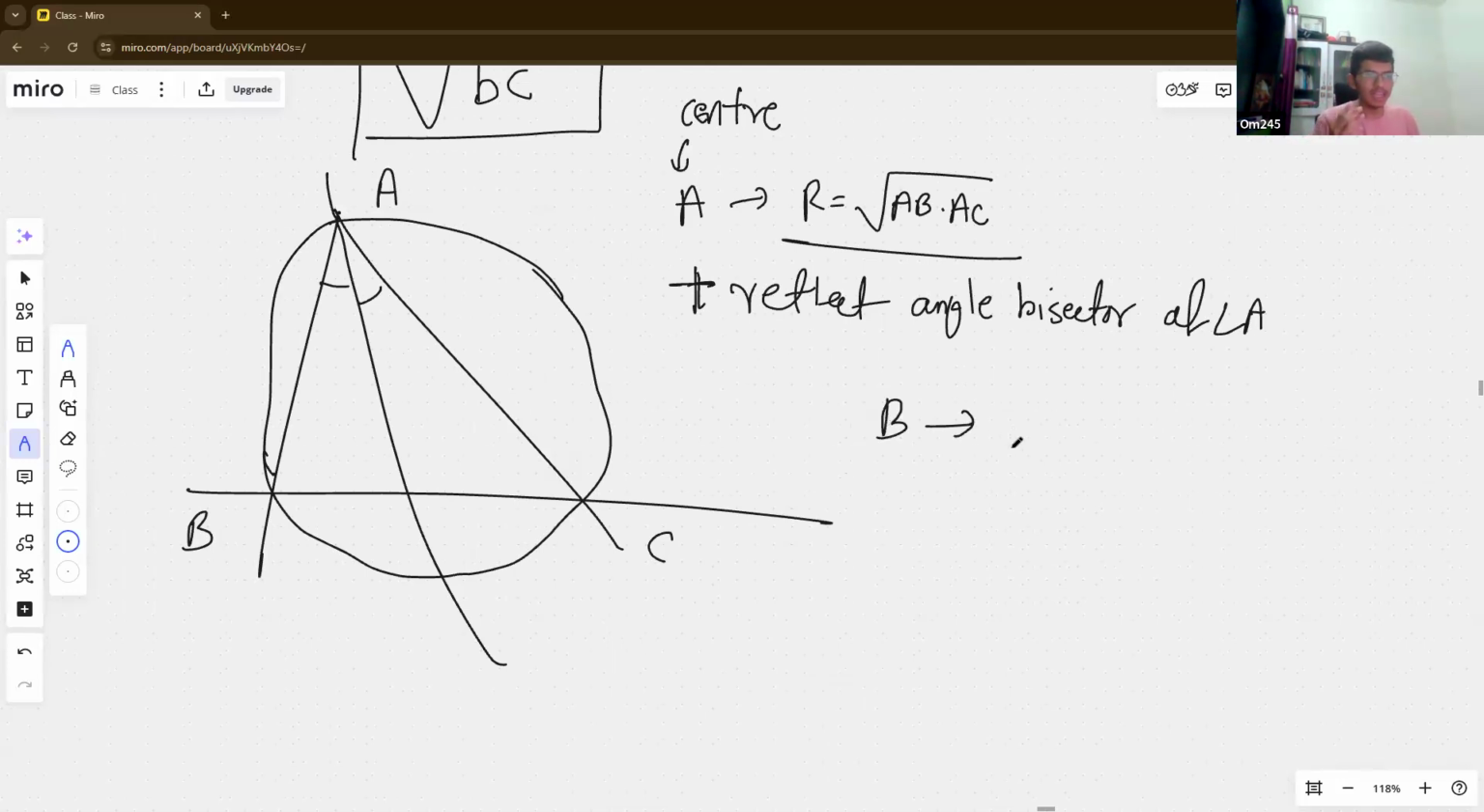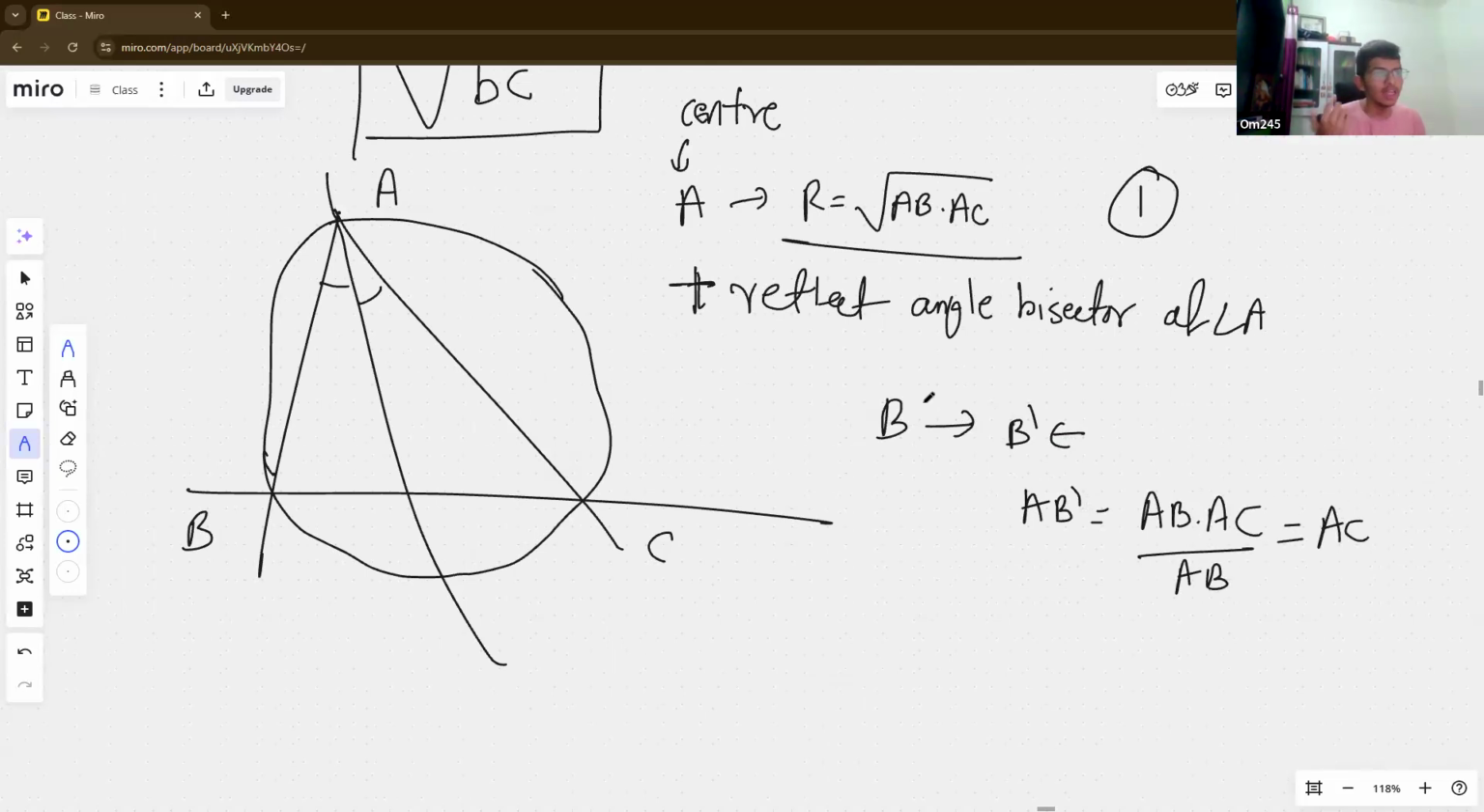B will go to some B dash under the first transformation, such that AB dash is equal to what? AB into AC by AB, so this is just AC. And after the second transformation, this reflection, B dash will go to another point, B double dash. And B double dash will lie on AC.